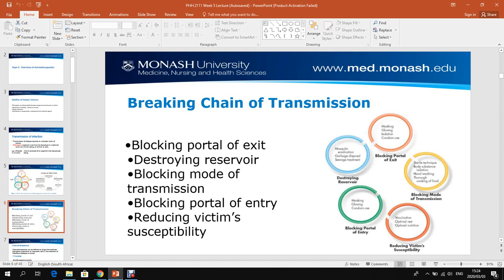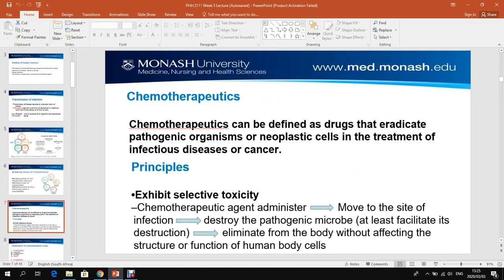Or you can also, if the victim has optimal rest, it reduces the level of susceptibility. And optimal nutrition is another way of reducing victim susceptibility. Because with good nutrition, the immune system is highly boosted and is sensitive to infection and able to control it and safeguard the patient.